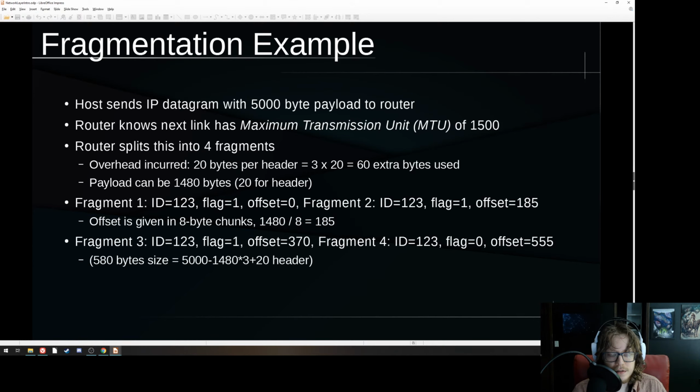And so the total size there, 580 bytes in that last packet, right? Because there's 5,000 minus the 1480 times 3 that we've sent, and then plus 20 for its header. So the last transmission, the last datagram, isn't full. The last datagram is just 580 bytes big at that point. Okay, so again, not used particularly often.